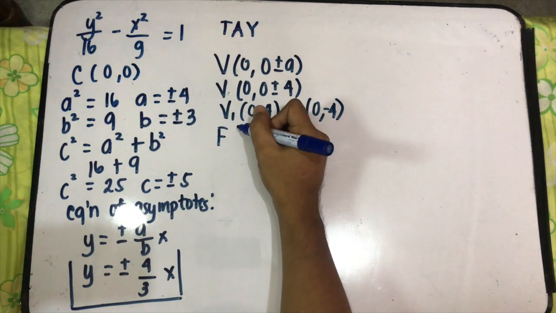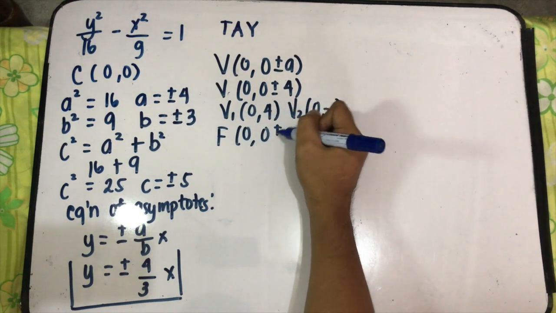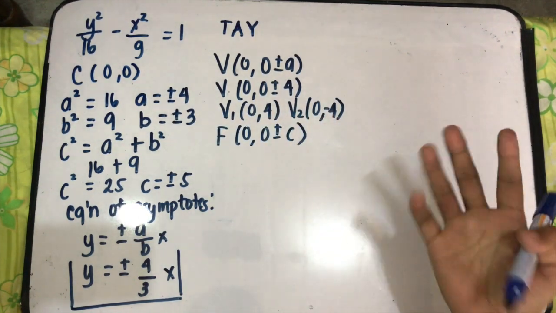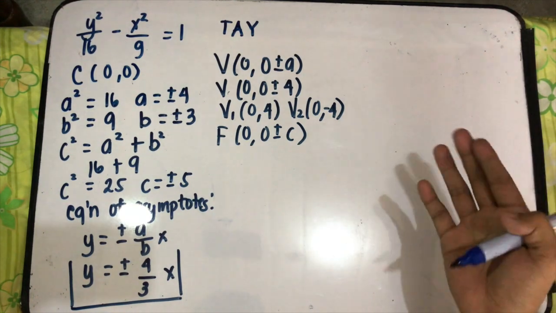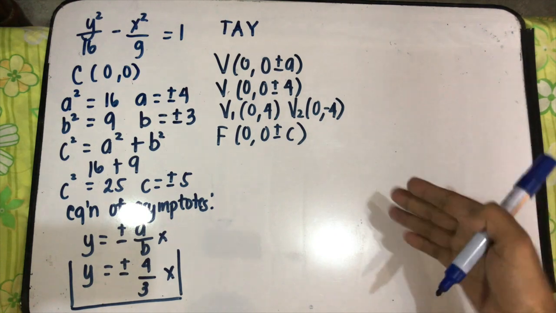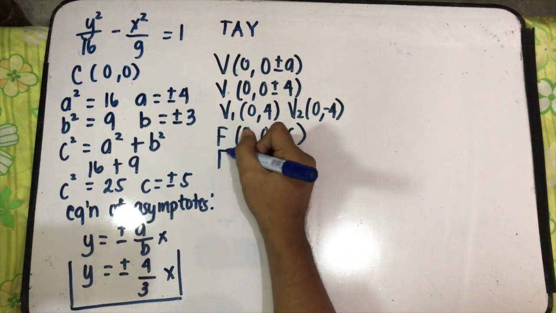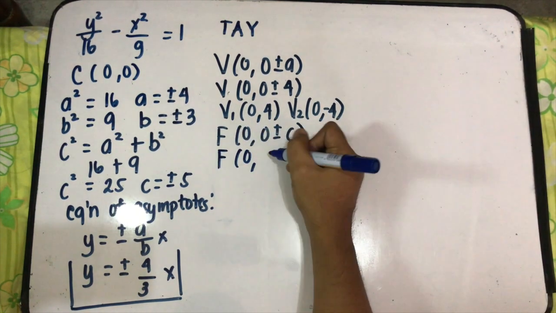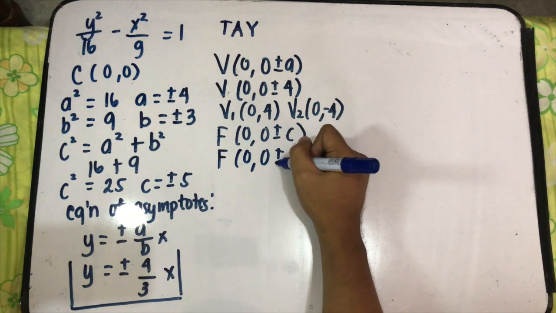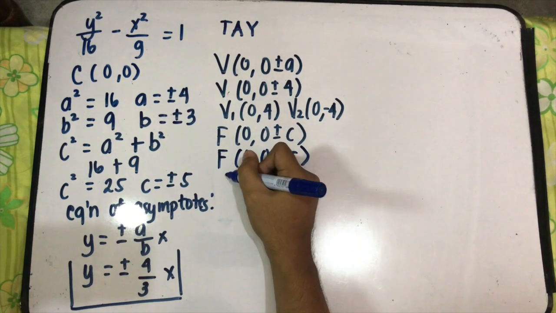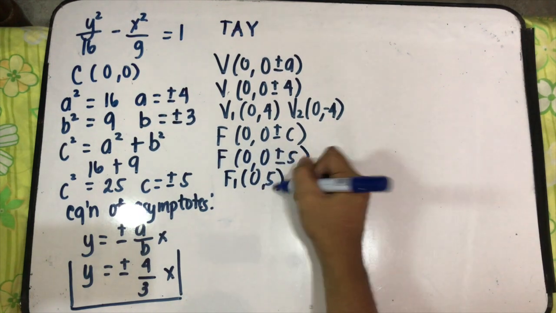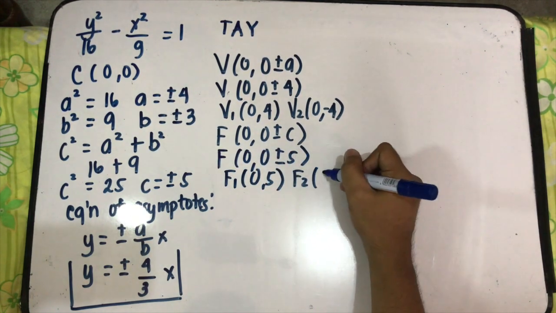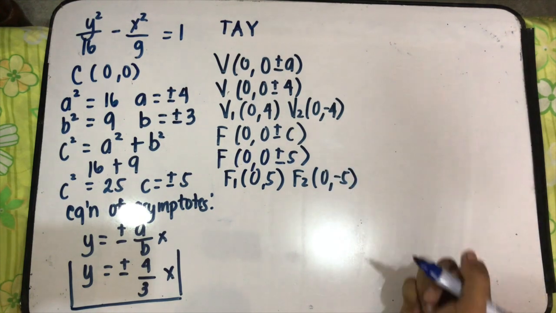For the foci, we have 0 and 0 plus minus c. Vertices and foci are collinear. Therefore, we could find the vertices and foci on the y-axis. So F should be 0 and then 0 plus minus 5. Therefore, F1 should be located at 0 and 5, and F2 should be located at 0 and negative 5.